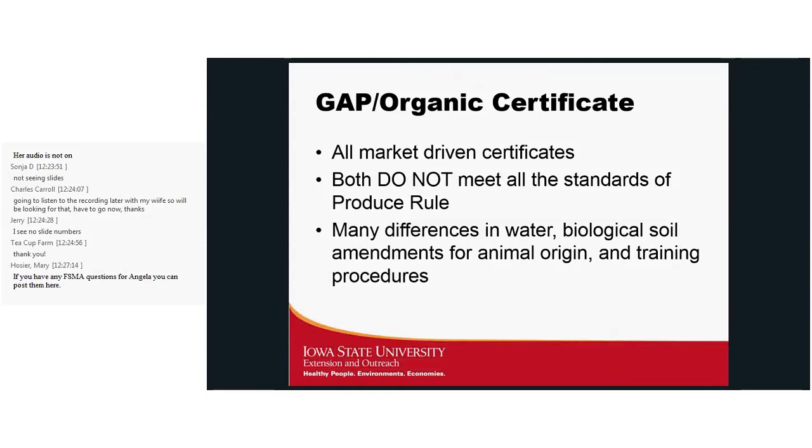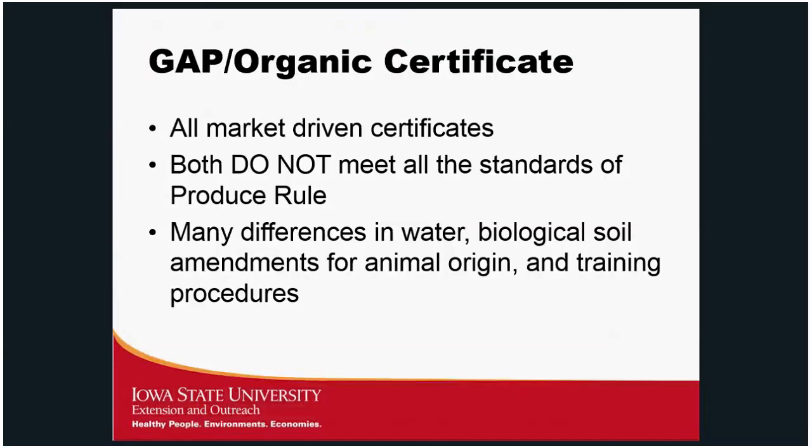So there are a lot of differences in the way that water is handled, biological soil amendments of animal origin, aka manure and composting, as well as worker training procedures. Those are the major differences between them, but there are even differences based on states and group GAP versus regular GAP certification. If you ever have any questions at the end of the slide, you have my resource. I get calls all the time, extension, give me a phone call if you have questions specific to those differences.